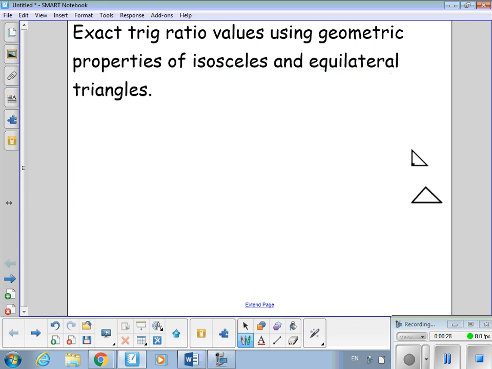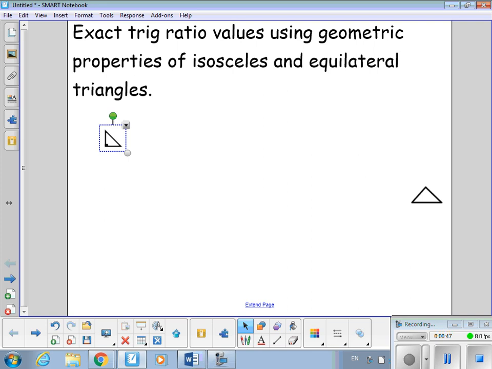So an exact value is where I don't take my calculator and do the cos of 80, and it gives me this decimal that we round to 4 decimal places. It actually is a number that we don't take our calculator and work with. So the first one we're going to look at is an isosceles triangle.